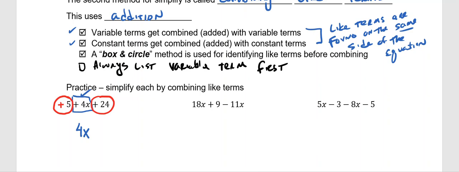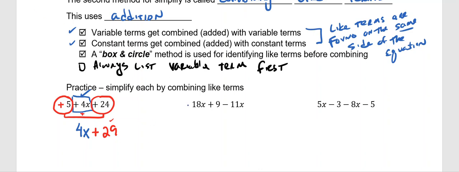Then I'm going to simply add, because that's what combining like terms is. 5 plus 24 is 29. That's positive 29, so I'm going to say plus 29, representing a positive outcome. I took these two and simply added them together, and I got this result right here. And that's all I need to do. I look at the expression, find the terms that are alike, put boxes and circles around them, add those terms together, and I'm good to go.